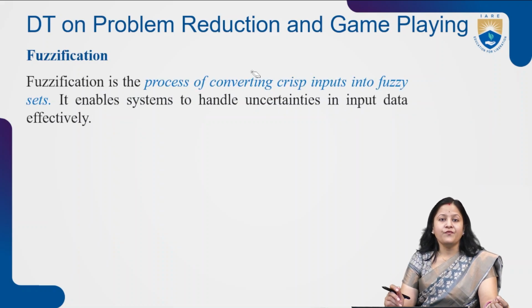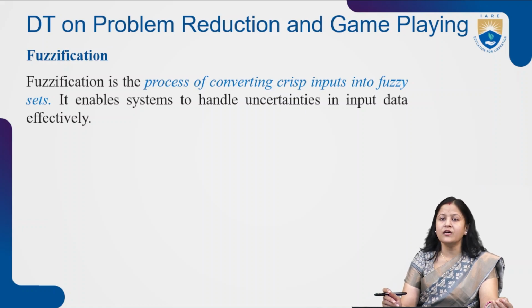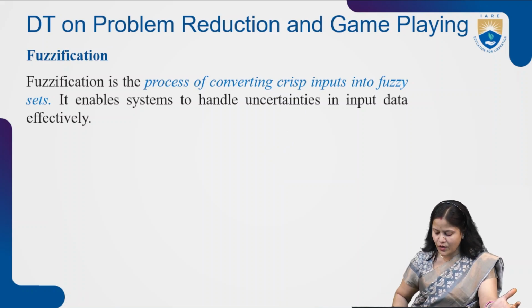Next one is the fuzzification. Fuzzification is a process of converting the crisp input to fuzzy sets. It enables the system to handle uncertainties in input data effectively. That means the process of converting the crisp set to fuzzy set. Crisp set allows only two values, 0 and 1, whereas the fuzzy set allows the values between 0 and 1. So conversion of the crisp value to fuzzy value is called as fuzzification.